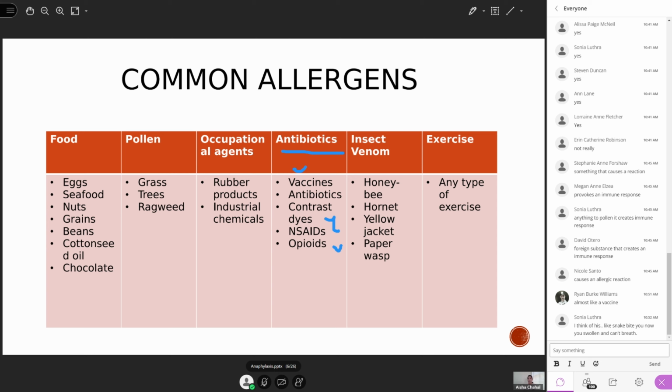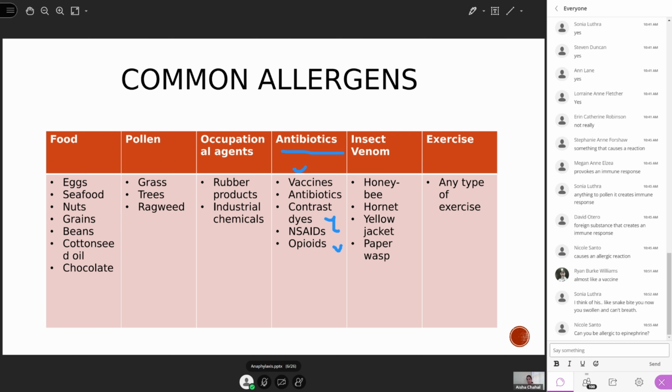Literally, the Benadryl that we give for allergies can cause allergy. Okay? So you have to be very mindful about that in your clinical practice. That even Benadryl, Tylenol, anything can cause a hypersensitivity reaction, anaphylactic reaction. But these are the common ones I listed here that we see often.